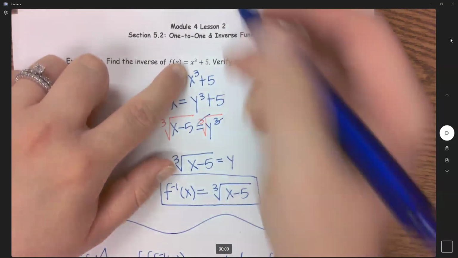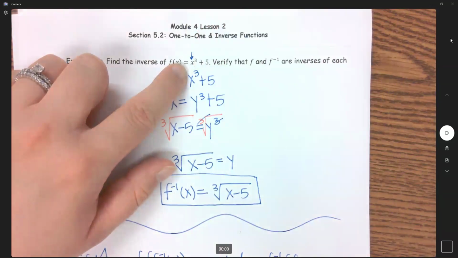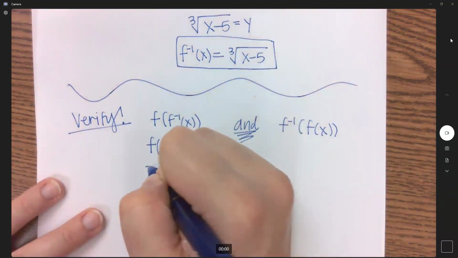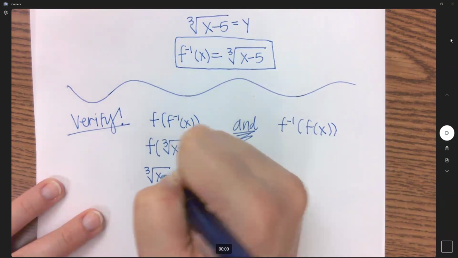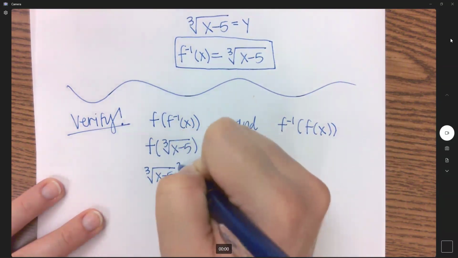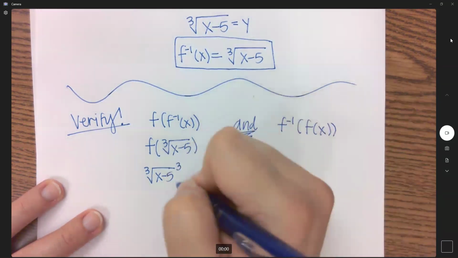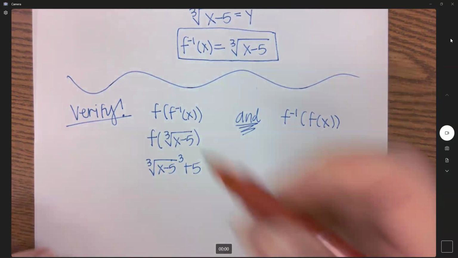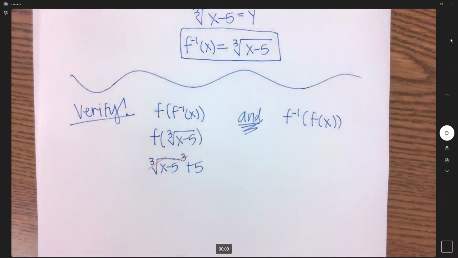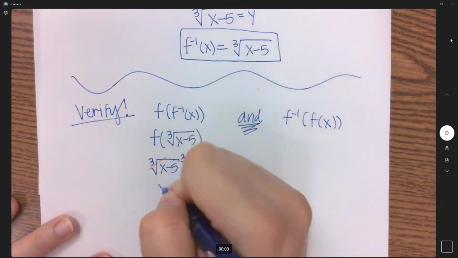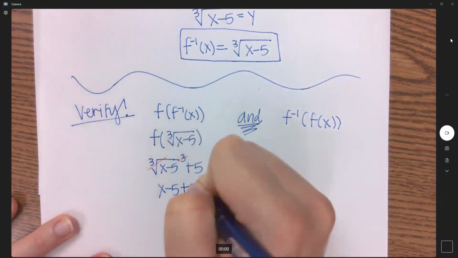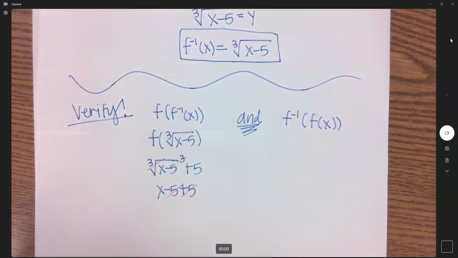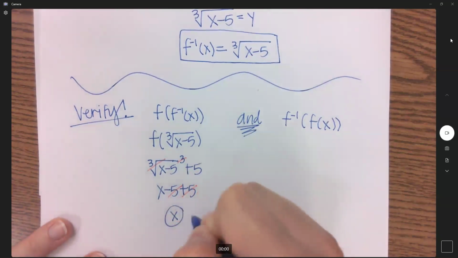Now we'll come up here to this function and we're going to replace this x with what I have in parentheses. So this is the cubic root of x minus 5, cubed, and then plus 5. So here, your cubic root and cube cancel, and we're left with what's under that radical. And now positive and negative 5 cancel, and we're left with x.